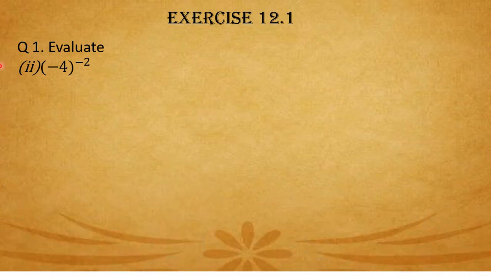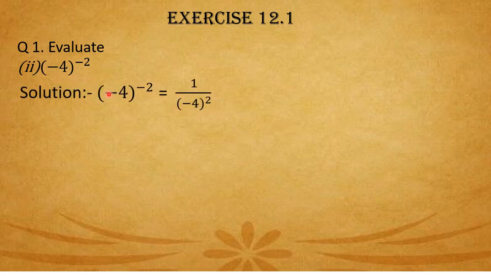On the basis of these laws, let us solve some problems. Exercise 12.1. Question number 1 says, evaluate minus 4 raised to the power minus 2. Now as by the laws of exponent, we know that a raised to the power minus m is 1 upon a raised to the power m. So this minus 4 raised to the power minus 2 becomes 1 upon minus 4 square.